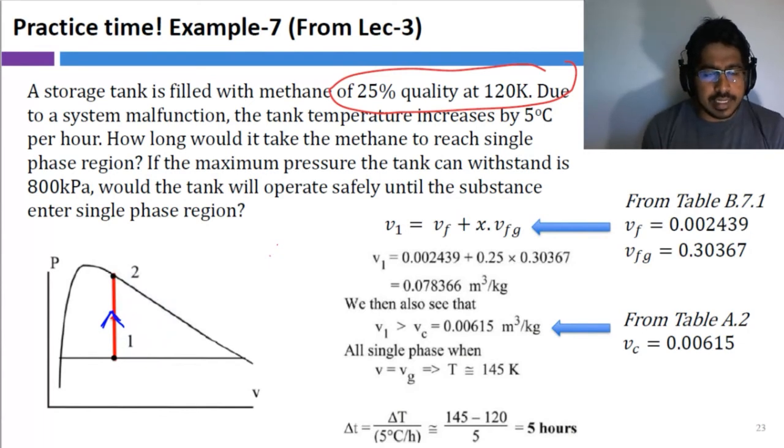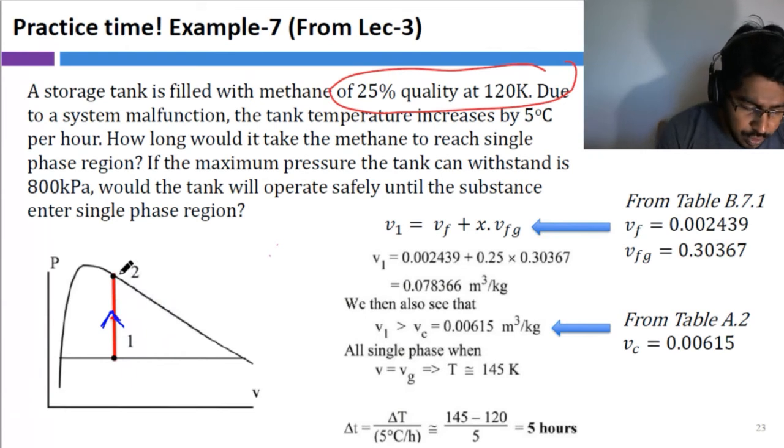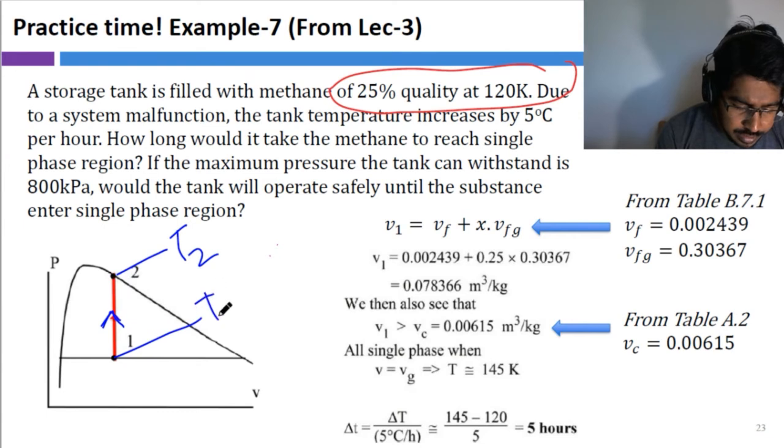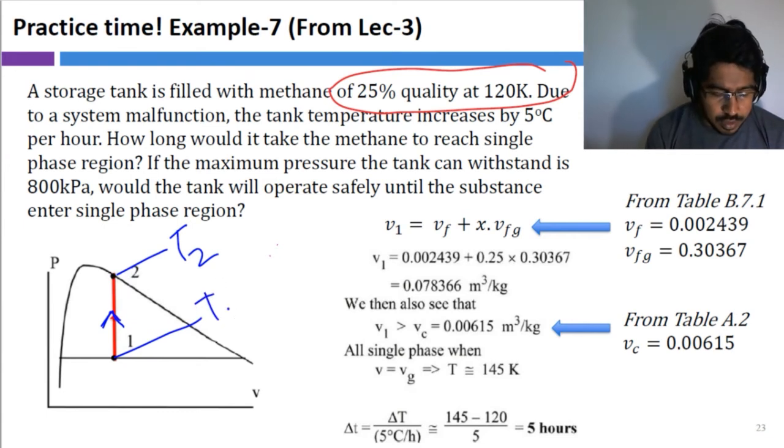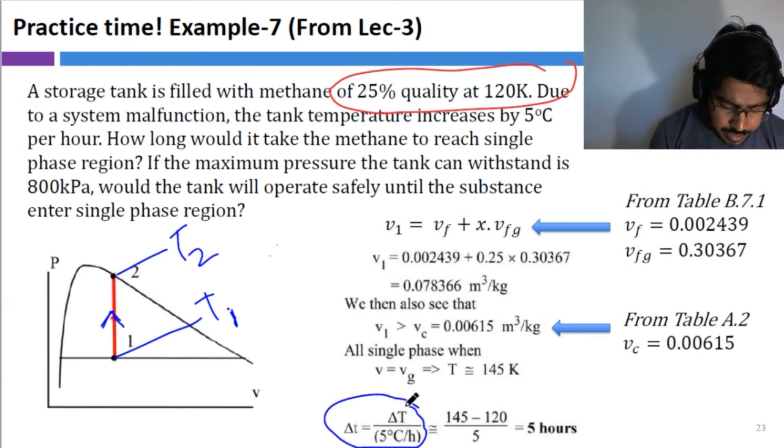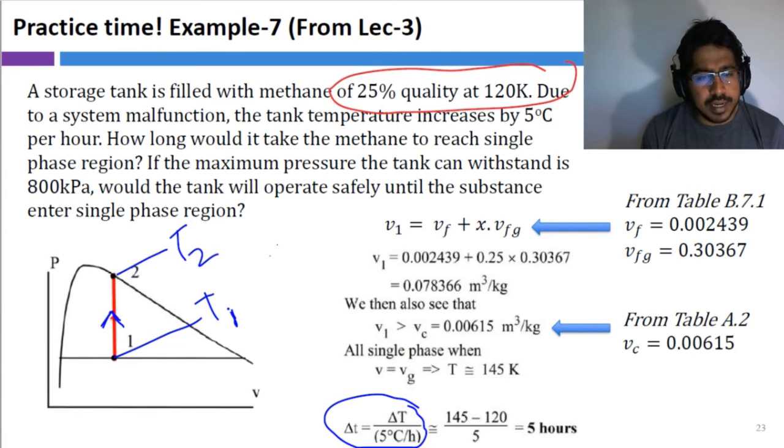A temperature rate is given, so 5 Celsius per hour. So if we know the temperature at this point, T2 and T1, the time taken to travel this distance can be given by delta T divided by the rate of temperature increment. Are we all in agreement up to that point? Can we confirm in the chat?